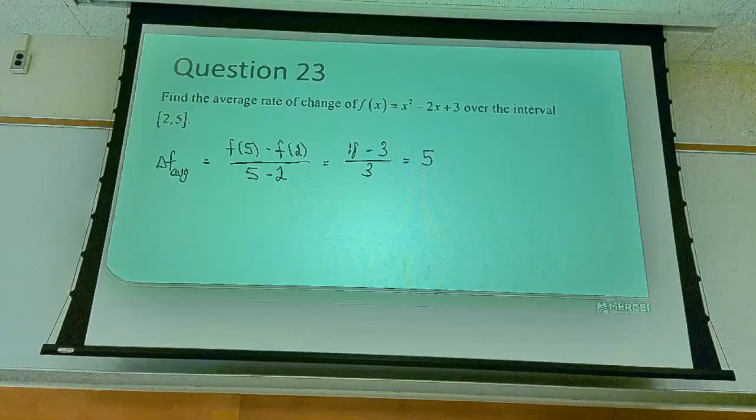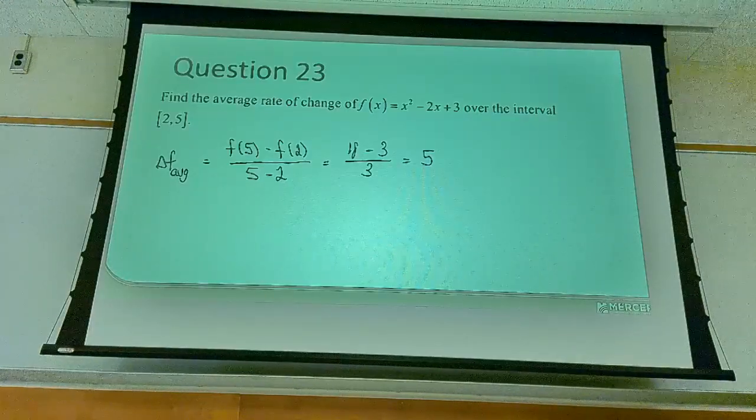So keep in mind what this is saying for this particular problem. It says on average, every time x increases by 1, f will increase by 5. Right, so on average, you go to the right 1, you're going to go up 5. That's what average rate of change is saying. So it's kind of just telling you the slope of the line. That's exactly what it is. It's the slope of the secant line between the 2 points.